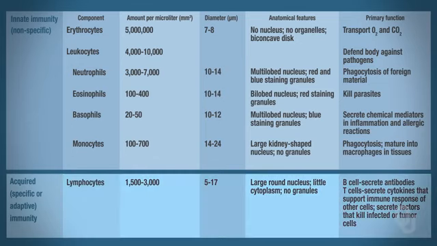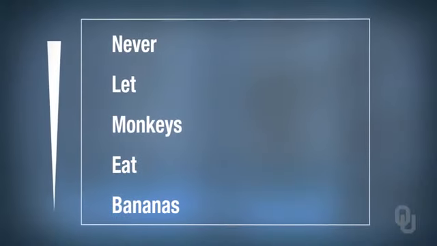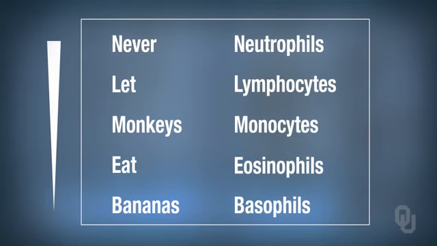You don't have to memorize the amount of each of these cells in a microliter or their diameters or any of that. You need to understand their anatomical features and their functions. So these are important columns here, but you do also have to know their relative abundance. So again, if you remember, never let monkeys eat bananas, that tells you the most abundant leukocyte all the way to the least abundant leukocyte, which are your bananas or your basophils. So that way you don't have to memorize the amount per microliter.